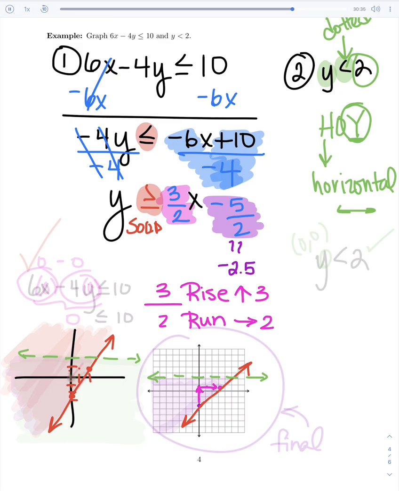So I've got both of my graphs drawn upright. I don't have any shadings yet. I need to shade. That is the key behind the inequalities. How do I figure out the shading? I need to test a point. So let's figure out a point to test.